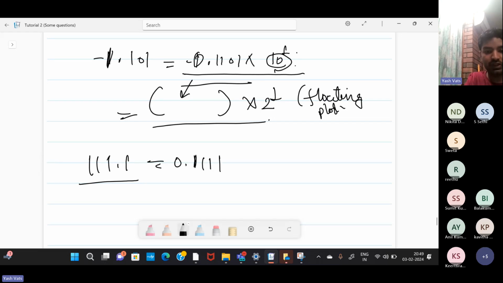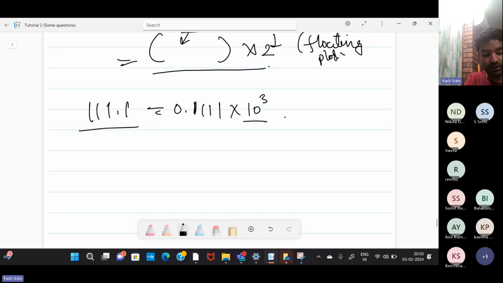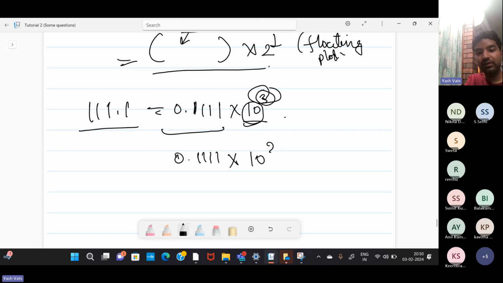So 0.1111 into 10 to the power 3. Okay, wait a second. So how do you compute? Right, 3. So in the binary form, what is the number? 1.1111. So this is the binary representation, and this is also the binary representation. This is not the binary representation, so just convert it. So what should that be? How is 3 written in binary form? 10 to the power 2, which is, okay, sorry, it is 11.